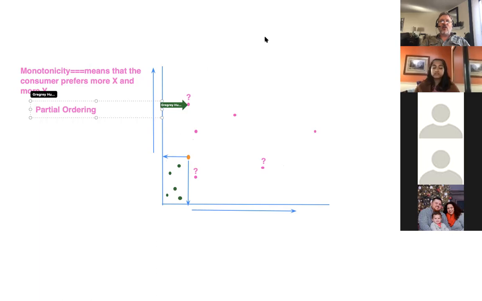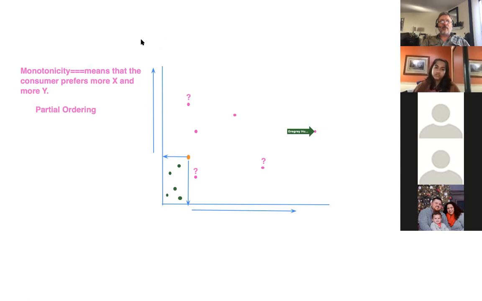But notice that there are these points also, and say like this one here, it clearly has more of both X and Y, right? And this point has more X and Y, and this point has more X and Y. So they're going to be preferred to the orange point, right?